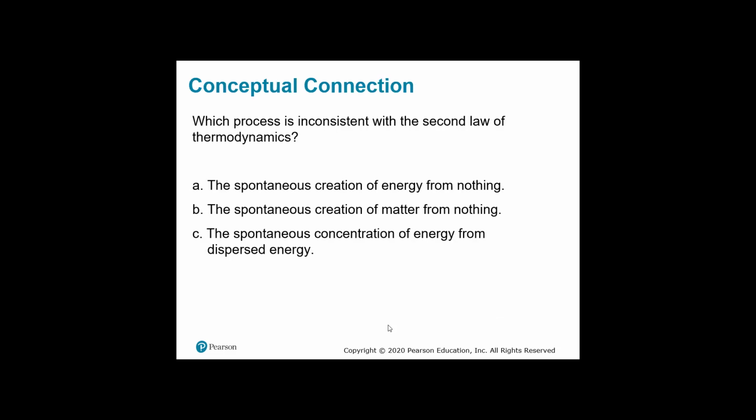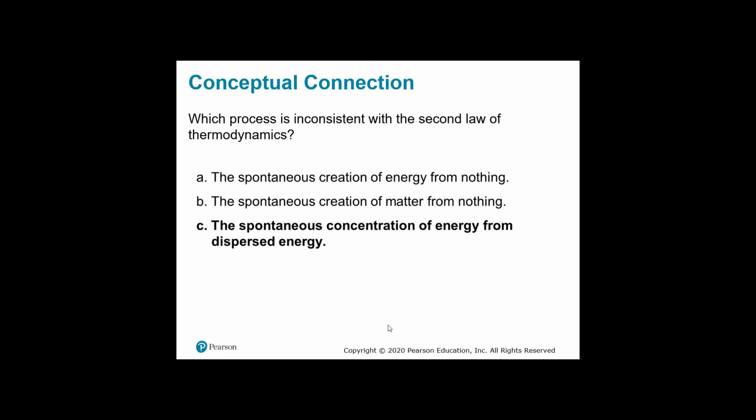So which process is inconsistent with the second law of thermodynamics? A, the spontaneous creation of energy from nothing. I just spoke about that, and that doesn't happen. That's the first law. B, spontaneous creation of matter from nothing. Nope, not that either. C, the spontaneous concentration of energy from dispersed energy. Yes, because if a spontaneous reaction happens, we take concentrated energy and it gets dispersed. It's still the same amount of energy, but it gets dispersed as far as it can into the universe.